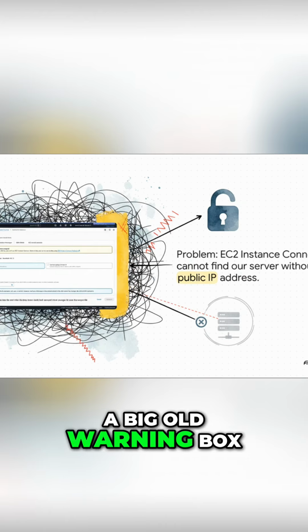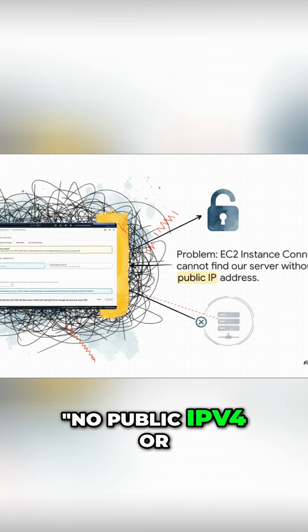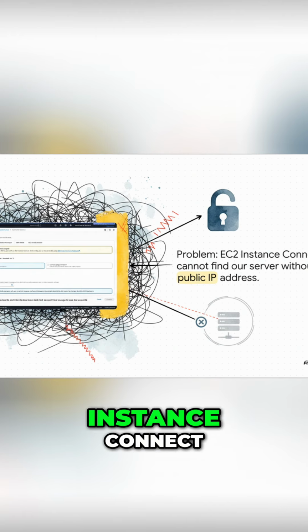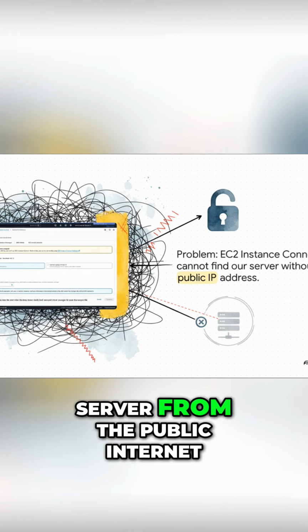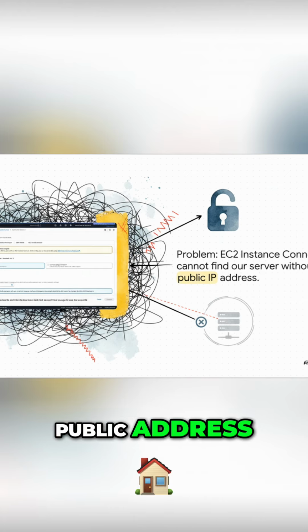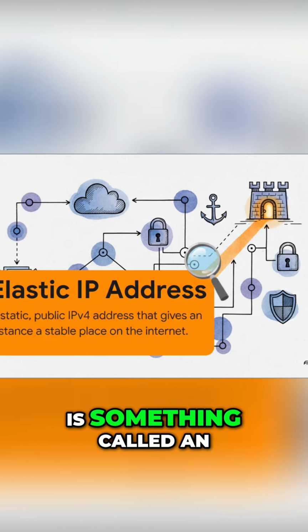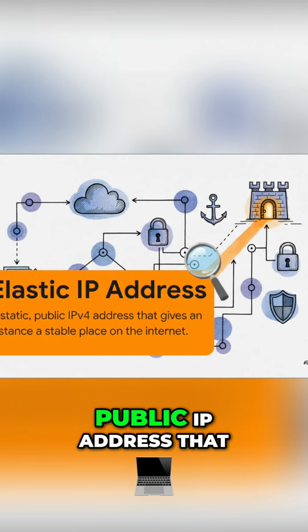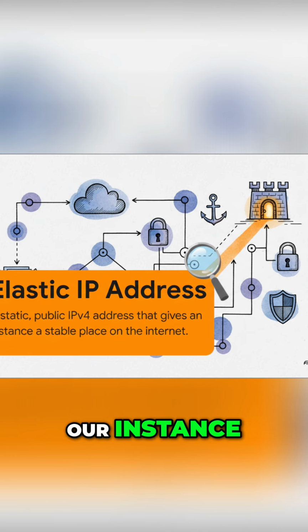A big old warning box. It says no public IPv4 or IPv6 address assigned. See, the tool we're using, Instance Connect, has to find our server from the public internet, but we designed our server to be private, so it has no public address. The fix for this is something called an elastic IP address. You can think of it as a permanent public IP address that we can attach to our instance.